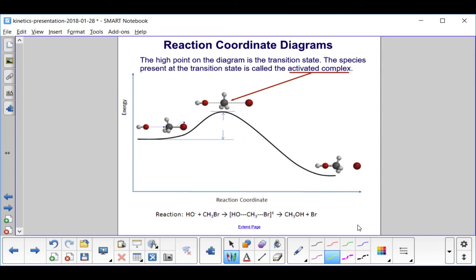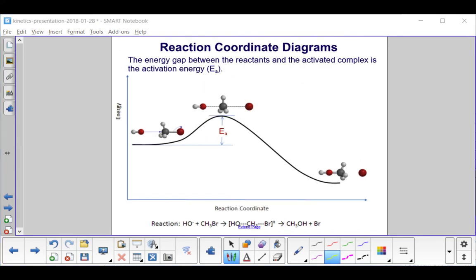The species present at the transition state is called the activated complex. So we can see visually the activated complex here, or in its equation form there. The energy gap between the reactants, which are here, and the activated complex, which is here, so the energy between those 2 points is called the activation energy.